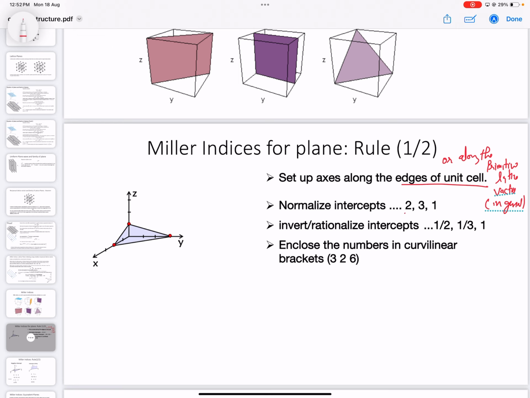And let us say the intercept was 2, 3, 1. Take the inverse of it, 1 by 2, 1 by 3, 1 by 1. And now the HKL has to be integer, multiplied with something that makes it an integer. What should I multiply if I want everything to be integer? 6, right? So if I multiply with 6, I get integer. You see here, it doesn't have any common minimum factor. This 3 to 6, you can't bring any integer out of it now. So then this is a valid Miller indices, right?